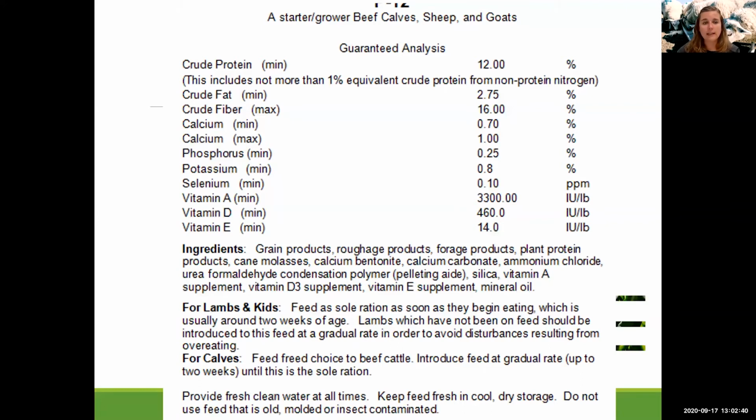When you're looking at these, you've got your protein, you've got your fat, you've got your fiber. And there are equations you can look up, and you can, I would say estimate, because I'm not a fan of the crude fiber measurement, your TDN on these. So you could do that. It's also going to be important to look at your ingredients, grain products, roughage products. So we're not really sure what's in here.